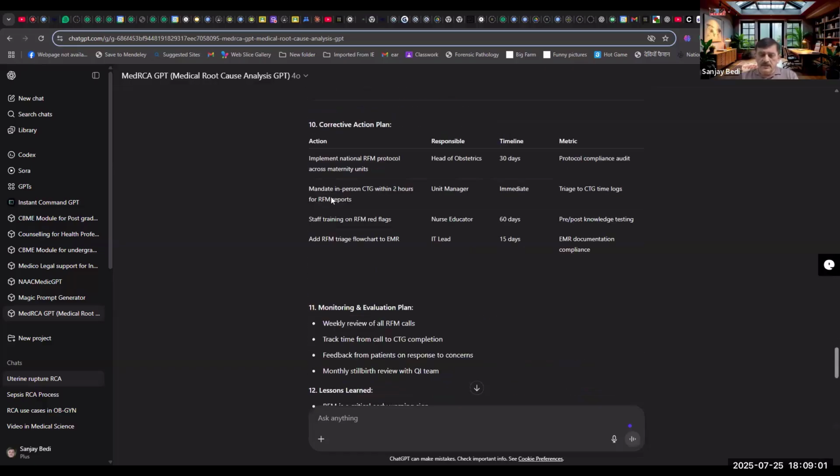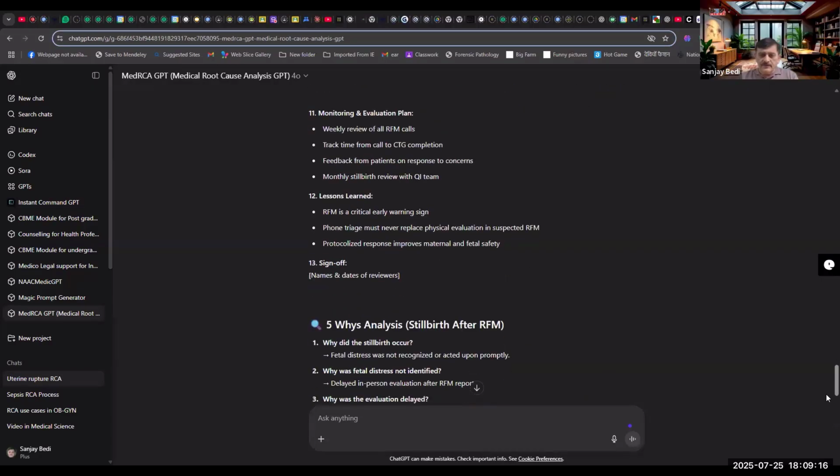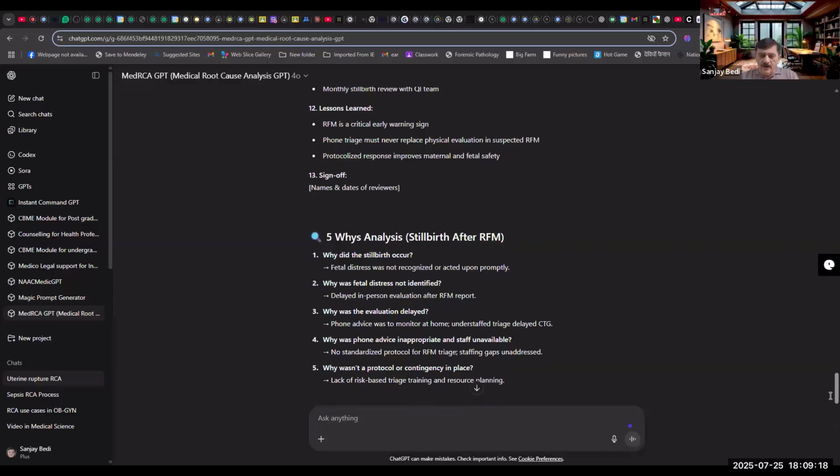System corrective actions to be taken: implement the national guidelines, and weekly review of all RFM calls. Lessons learned are the 5 whys analysis.